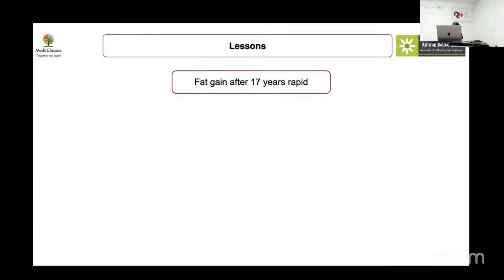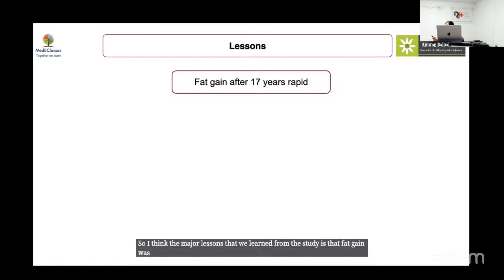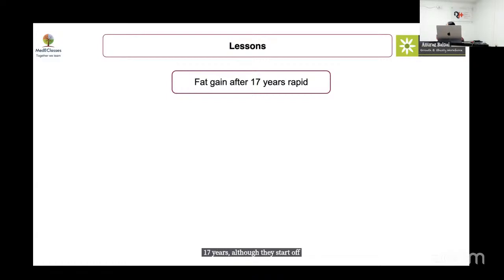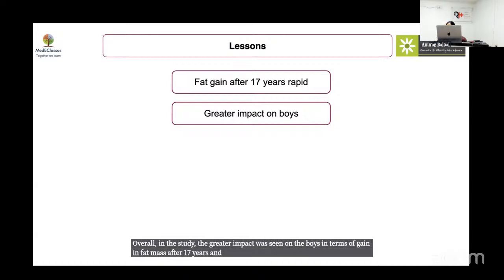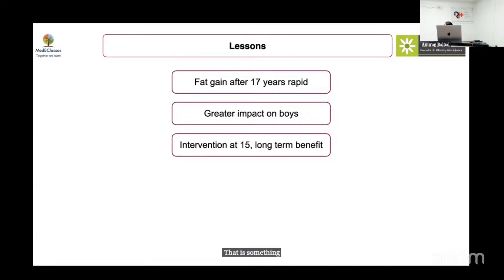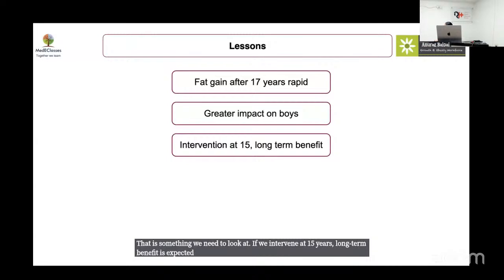So I think the major lesson that we learned from the study is that fat gain was rapid after 15 years, 17 years. So although they start off with obesity, if it persists beyond 17 years, the magnitude of impact may be higher. Overall, in the study, the greater impact was seen on the boys in terms of gain in fat mass after 17 years, and that is something we need to look at. If we intervene at 15 years, long-term benefit is expected if we go by the results of this study.